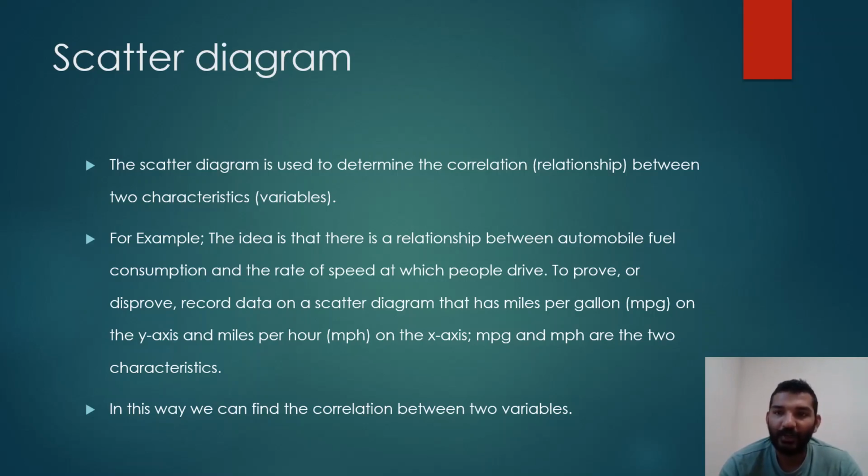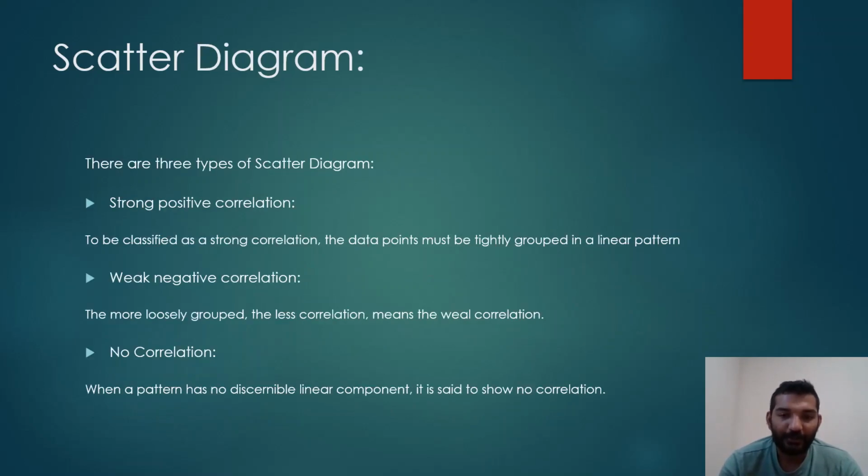For example, every day we drive to the workplace, or to college or school, by car or vehicle. So there is a relation between automobile fuel consumption and the rate of speed, because how fast we go, the miles per hour or miles per gallon, automatically varies with the speed. So to prove or disprove this, it is recorded on a scatter diagram that has miles per gallon on the y-axis and miles per hour on the x-axis, and those are the two variables or two characteristics.